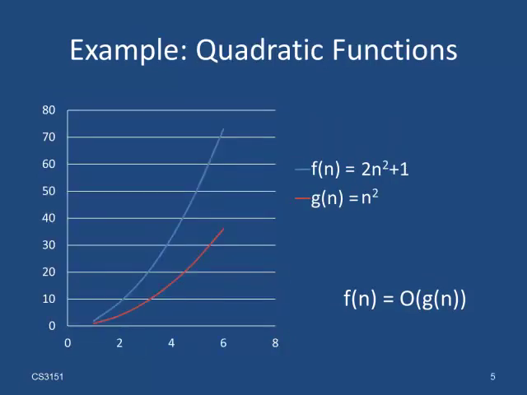Similarly, as in the previous example, two quadratic functions have the same growth rate. The constant factor 2 in the function value of f of n can be dropped, and the constant 1 that is added can be dropped as well as far as the growth rate of f is concerned. So f of n is O of g of n.